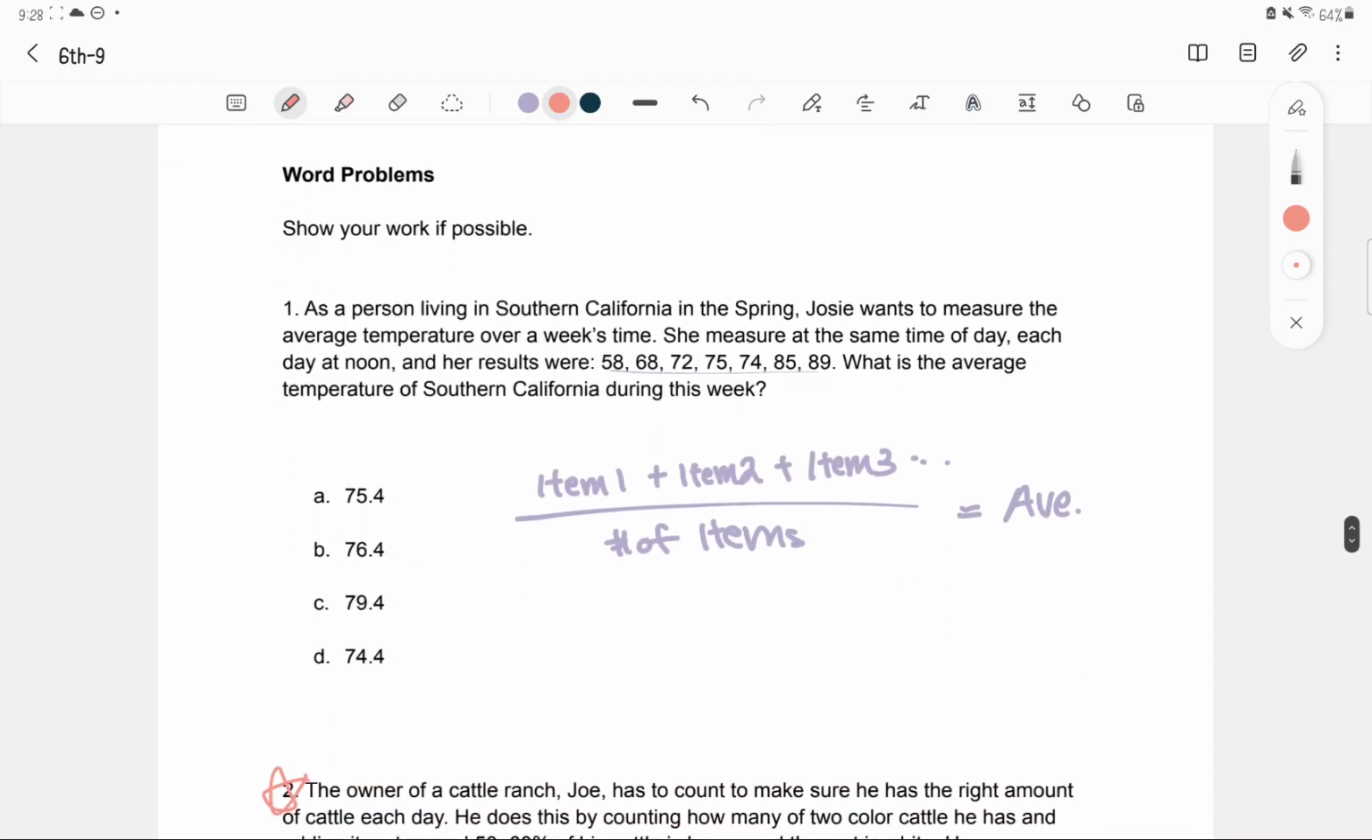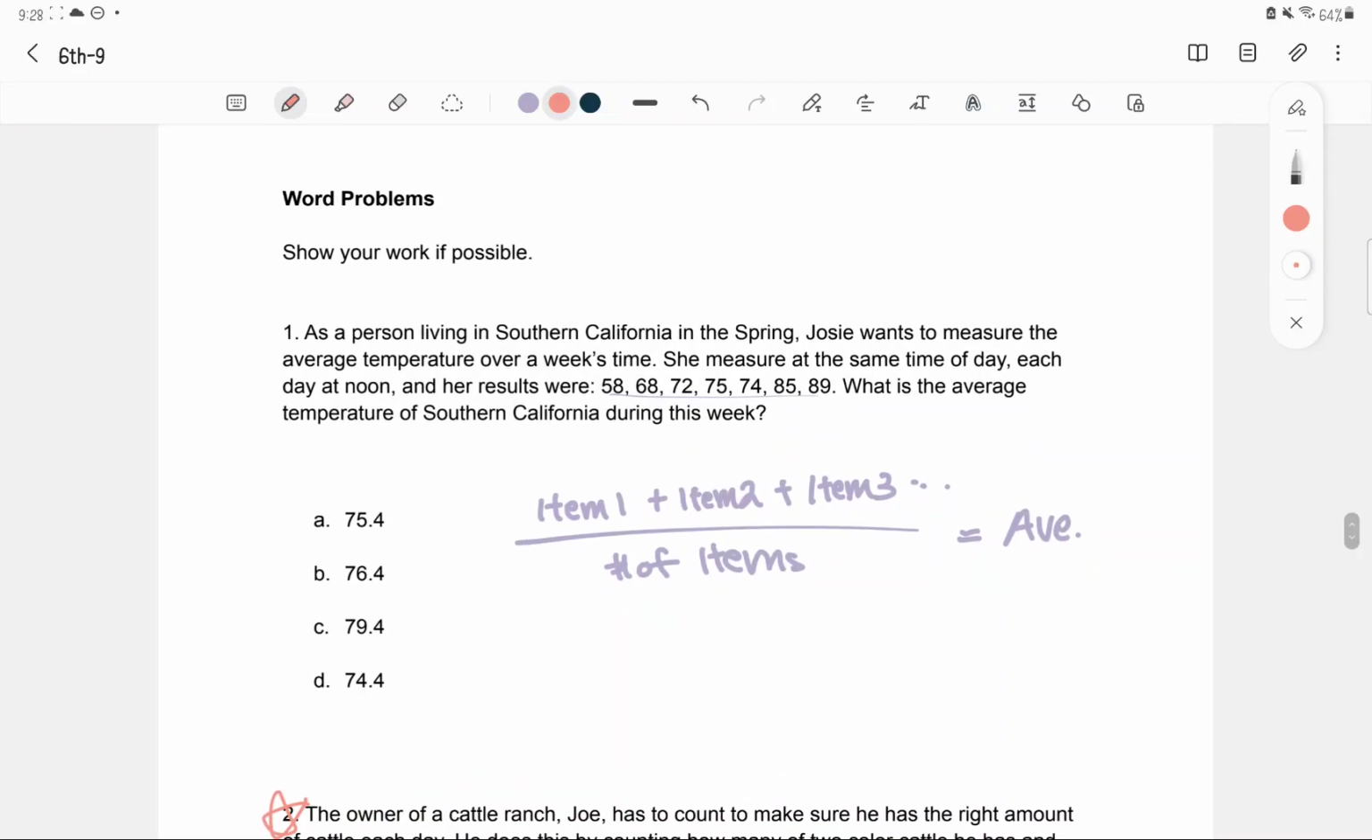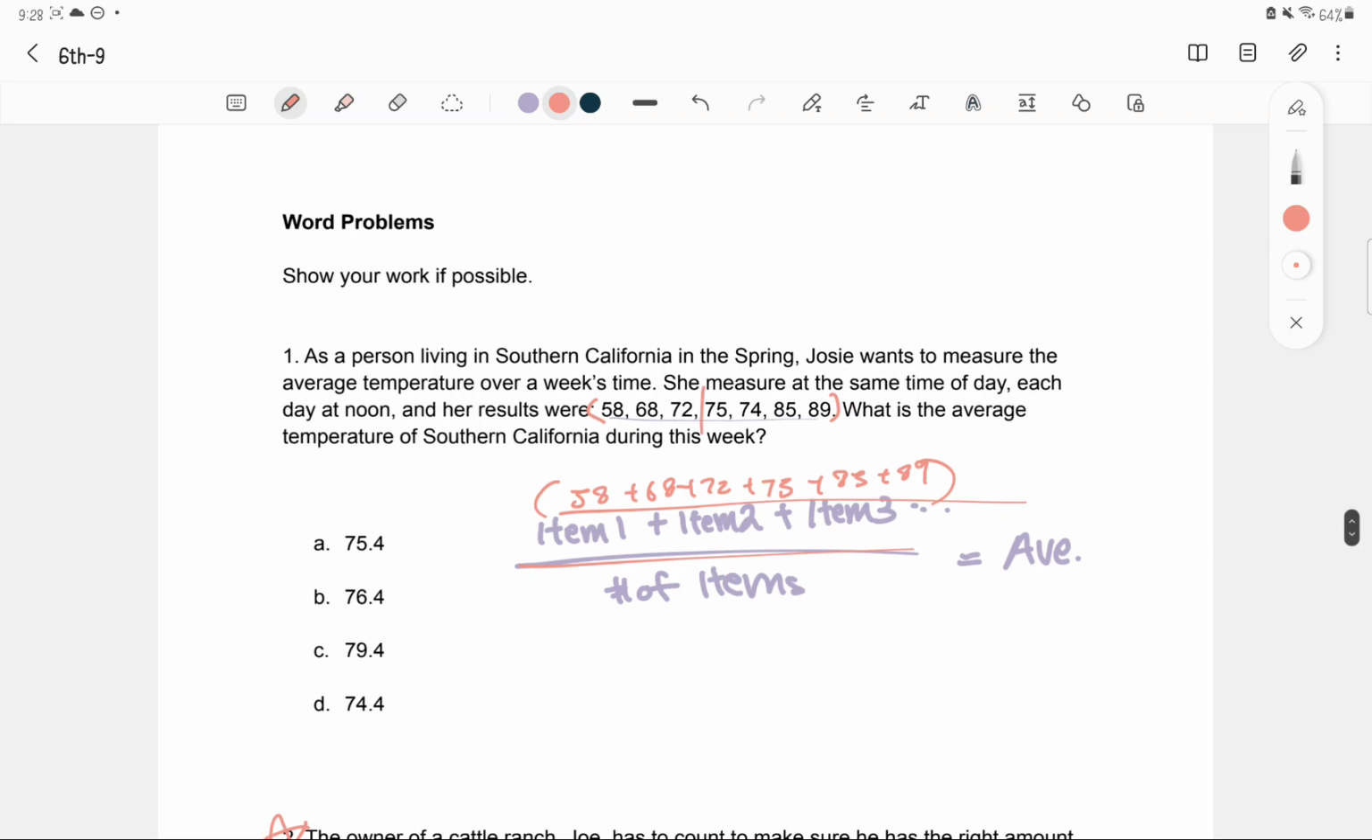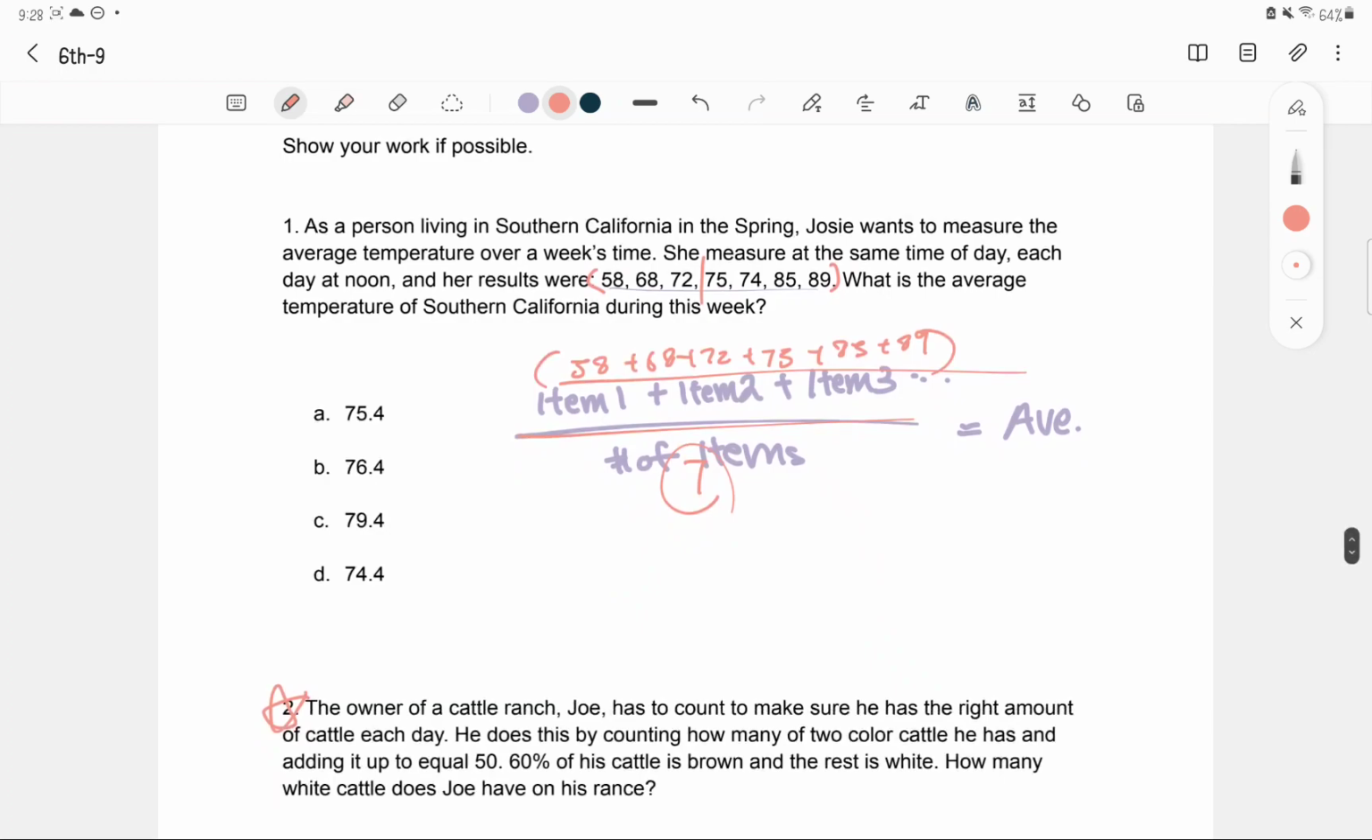Let's quickly go over word problems. For number 1, this is finding the average, and the given items are 58, 68, 72, 75, 74, 85, and 89. So it's 58 plus 68 plus 72 plus 75 plus 85 plus 89 over the number of items, which means 1, 2, 3, 4, 5, 6, 7. There are 7 numbers. So I'll add all this up and divide by 7, and you'll get the answer.